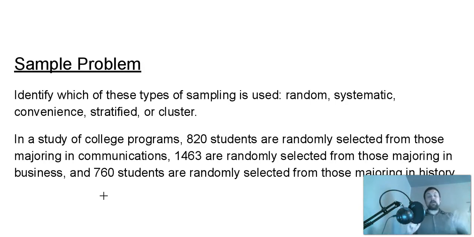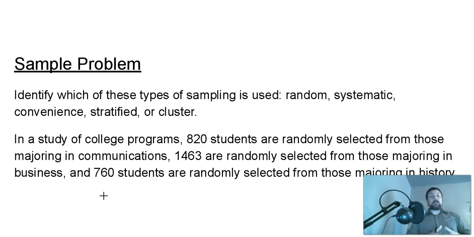And then they are collecting a sample from each, I can't remember the name for it, but each group that they've created. They're collecting a sample from each one. They're not collecting data from everybody in that group. That's not how stratified sampling works. You just collect a sample from each individual group. So a sample from the communication majors, a sample from the business majors, a sample from the history majors. And that's what they've done.